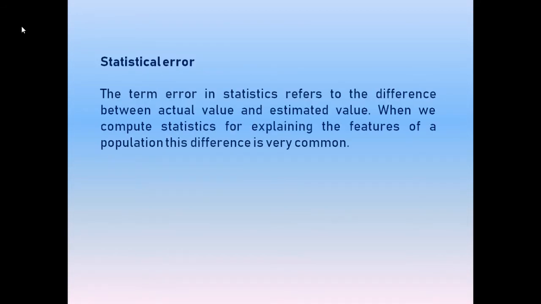The term error in statistics refers to the difference between the actual value and the estimated value. When we compute statistics for explaining the features of a population, this difference is very common. There are two types of statistical error, that is sampling error and non-sampling error. Let's discuss sampling error with an example.